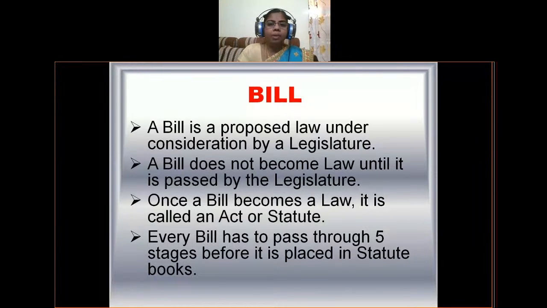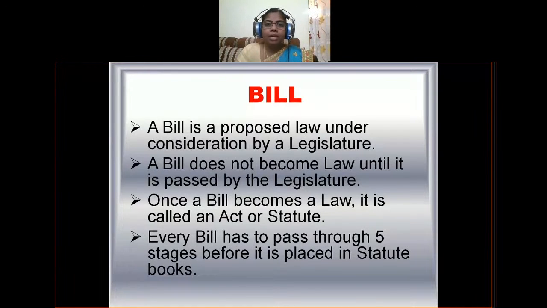A bill does not become law until it is passed by the legislature. That means in our country it is called as parliament. So parliament has to pass these bills in both the houses of the parliament, and next it should get the signature or assent of the president. Then only it can become into a law. So once a bill becomes a law, it is called an act or statute.